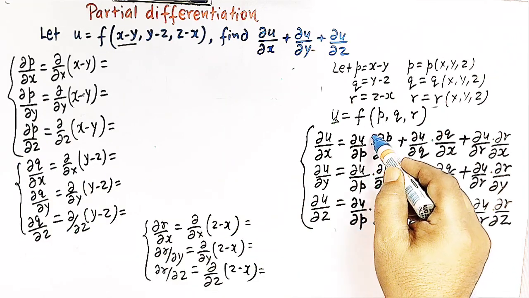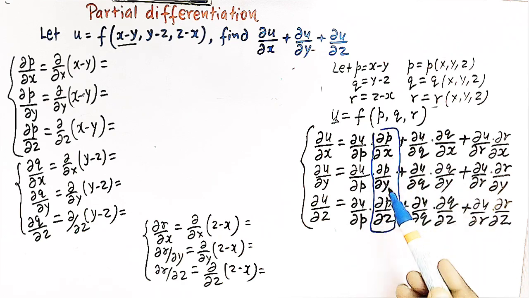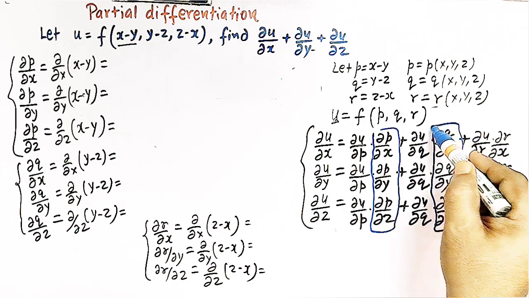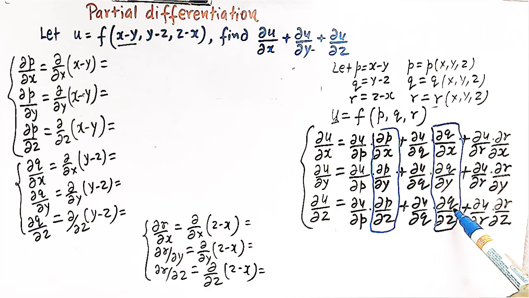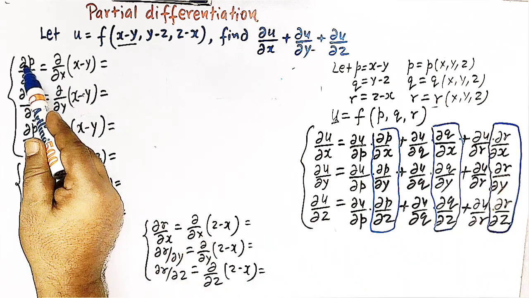So now we have to find out the values of ∂p/∂x, ∂p/∂y, and ∂p/∂z. And similarly, we have to find out the values of ∂q/∂x, ∂q/∂y, and ∂q/∂z. And here we have to find the values of ∂r/∂x, ∂r/∂y, and ∂r/∂z. So here we have written all these expressions.